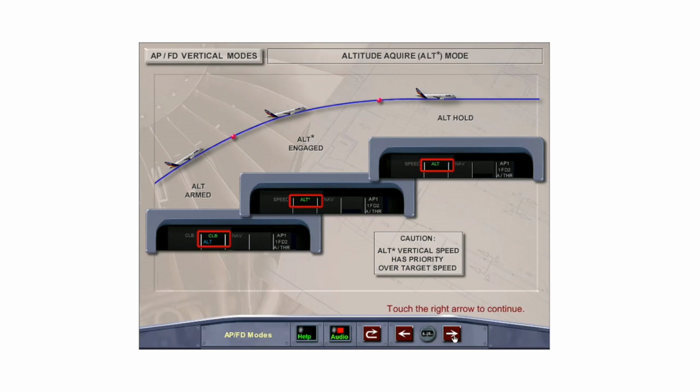Caution: the Alt-Star mode vertical speed program has priority over the target speed. Therefore, if an engine failure occurs during climb in Alt-Star, a loss of airspeed may occur. Immediately disconnect the autopilot and level the aircraft to ensure a safe speed margin.